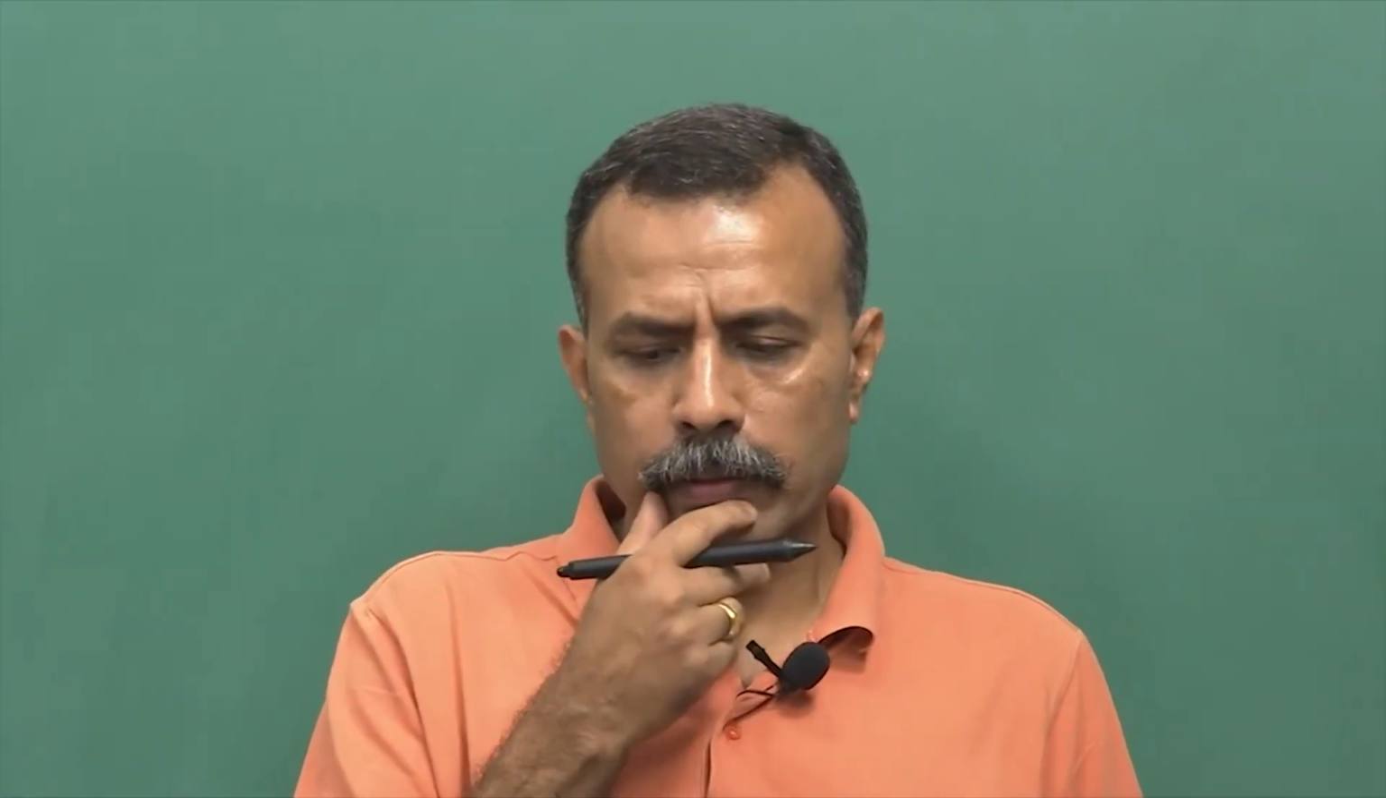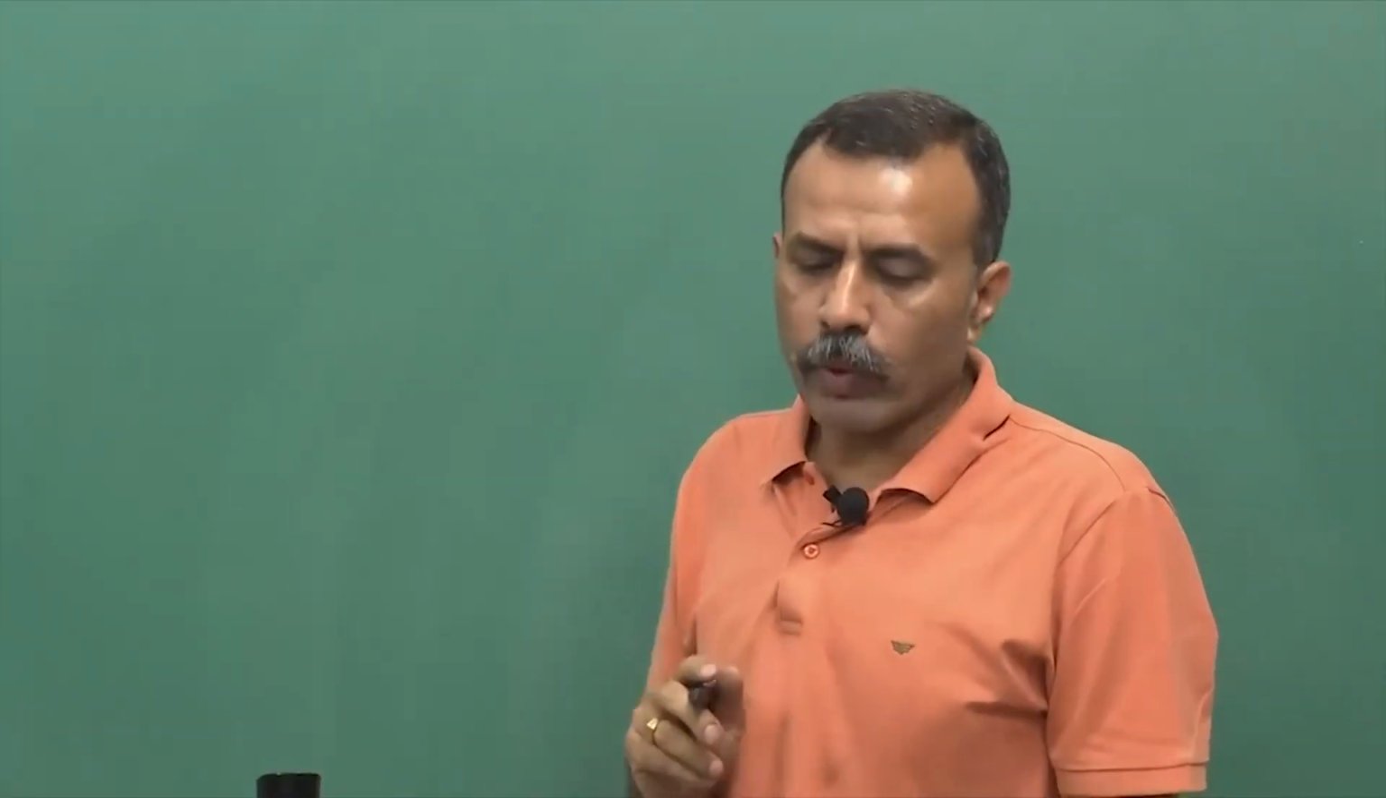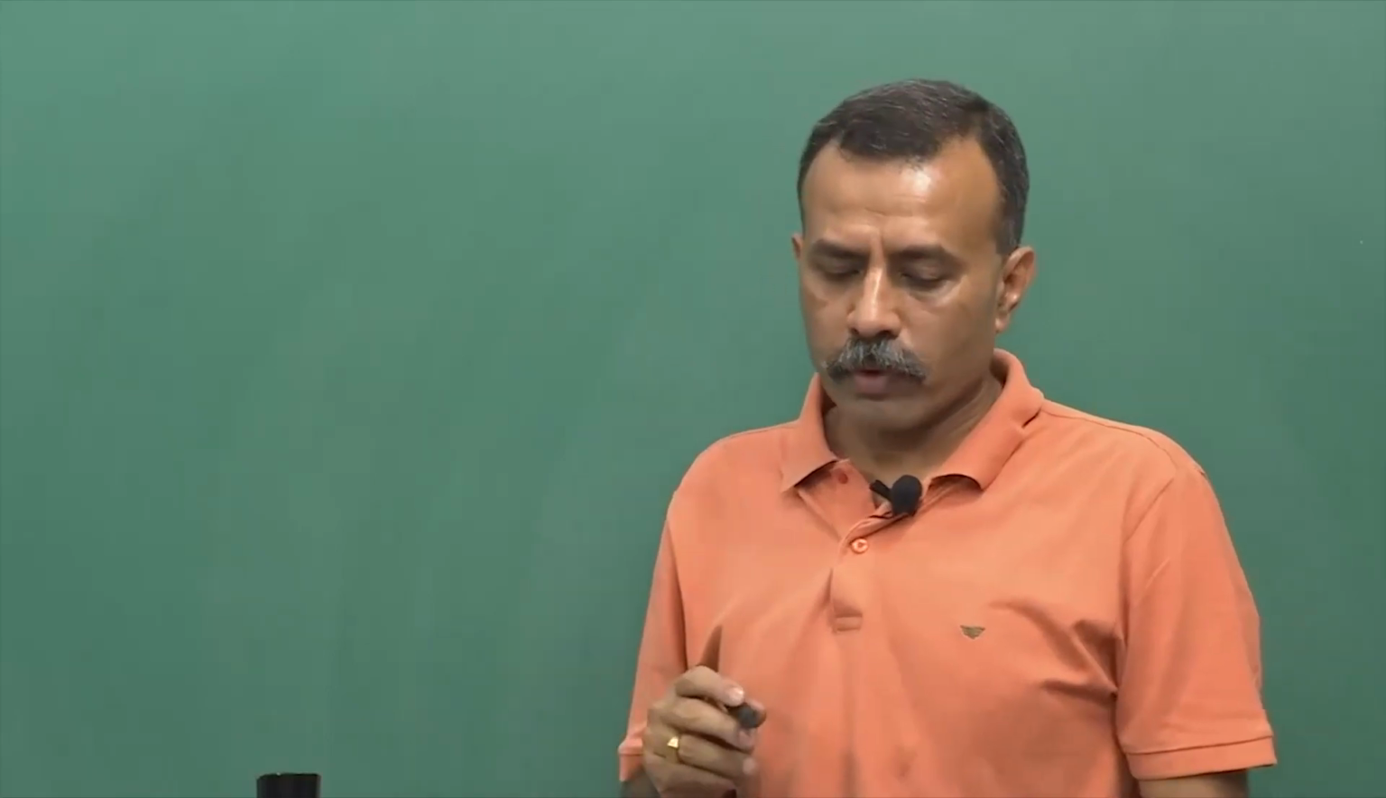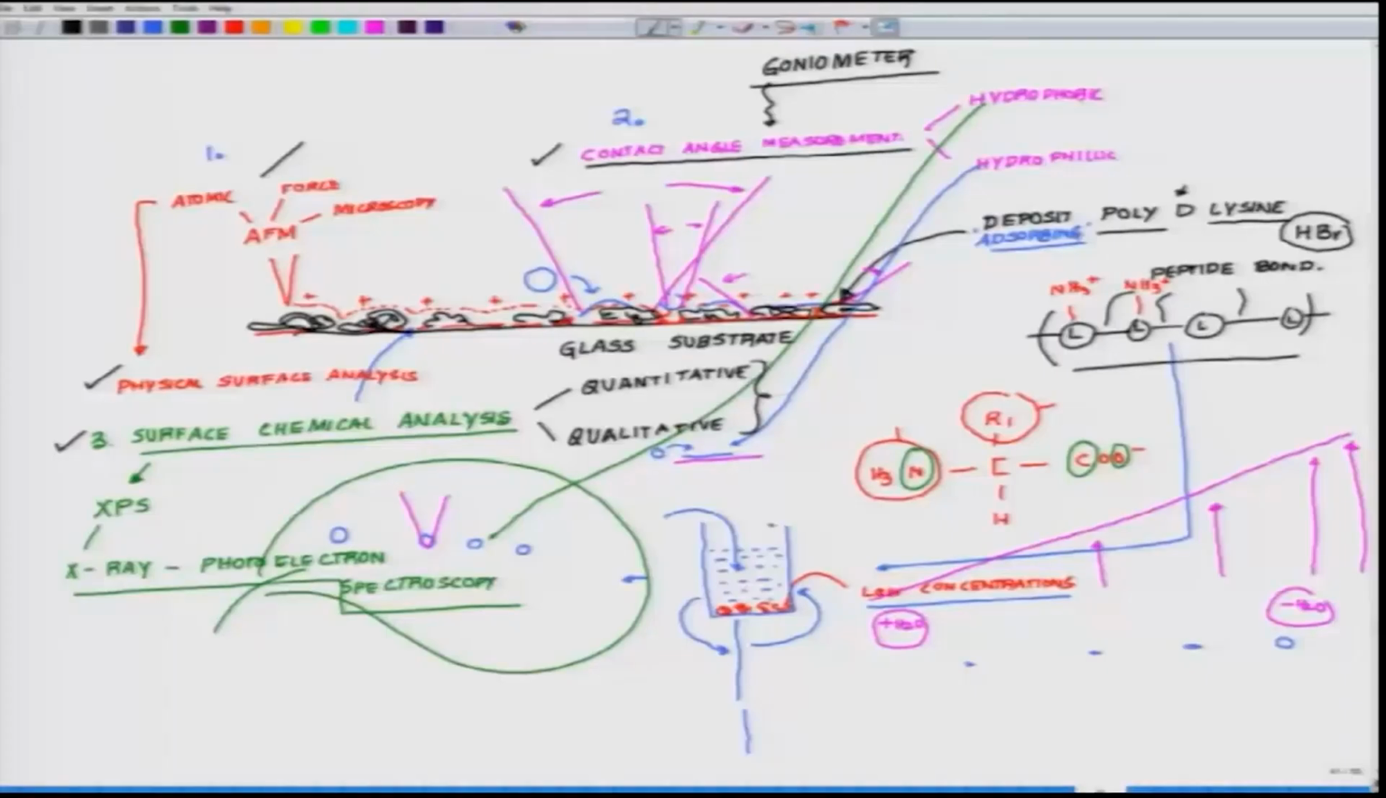Welcome back. So now, coming back to where we left the problem. We left the problem here with poly D lysine, and I told you that you can really check how its surface properties are changing, how its charge behavior will change. You can do X-ray photoelectron spectroscopy, you can do an AFM, you can do a contact angle measurement analysis.